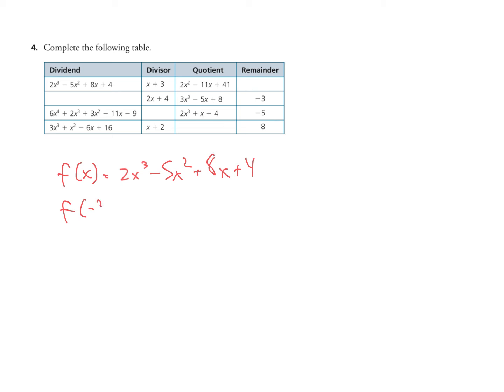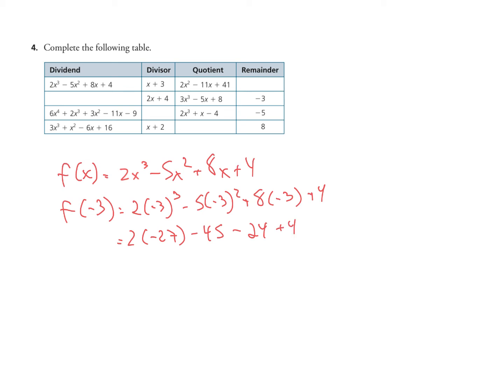f of negative 3 is equal to 2 times negative 3 cubed minus 5 times negative 3 squared plus 8 times negative 3 plus 4. And that equals 2 times negative 27. That's 9, so this is going to be 45 minus 24 plus 4. That's minus 54 minus 99 minus 123 minus 119. That's the remainder.